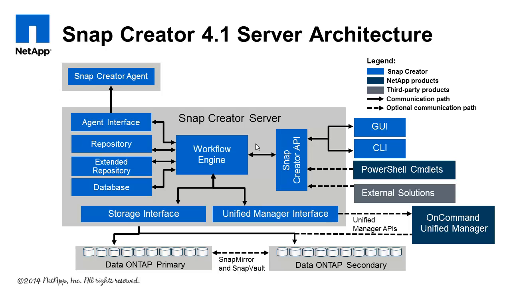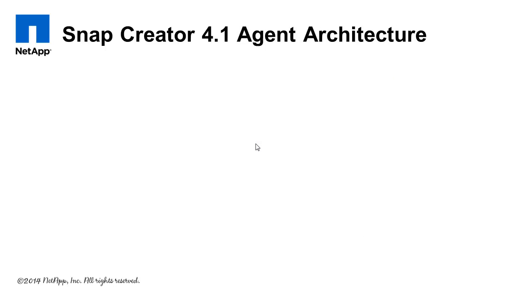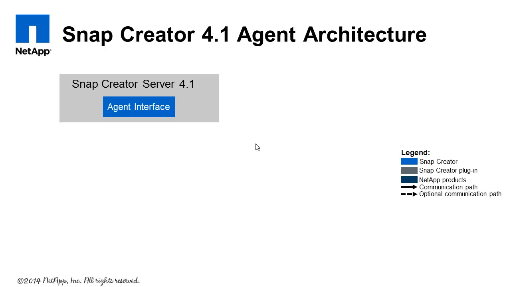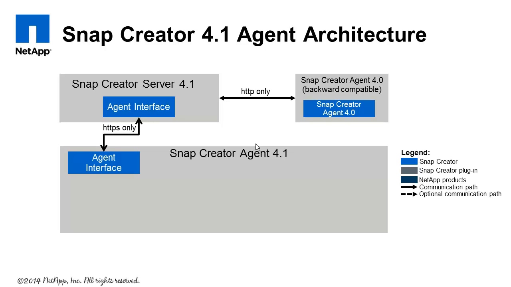The Snap Creator agent is most often installed on a different physical or virtual host than the Snap Creator server, but you can install both on the same host. In Snap Creator 4.1, we have an all-new agent. The Snap Creator server's agent interface communicates with the agent. Even though we have an all-new agent, Snap Creator 4.1 is still capable of talking to a Snap Creator 4.0 agent. It should be noted that the Snap Creator 4.0 agent is only capable of communicating over HTTP. The new Snap Creator 4.1 agent communicates with the Snap Creator server only via HTTPS through an agent interface.